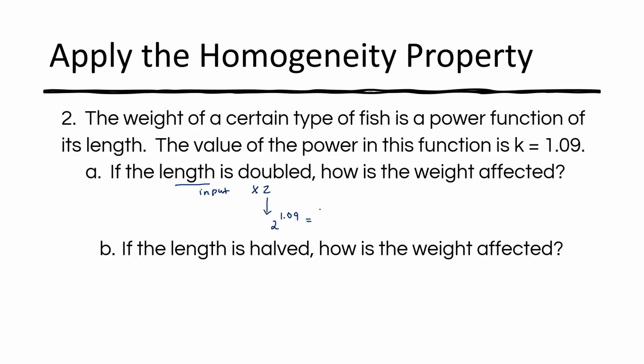So 2 to the 1.09. And I have 2.129. You could have rounded that differently, and that would be totally fine as well. And so what is this telling me? This is telling me that it's 2.129 times, and I'm looking here at the output is the weight, so times heavier.